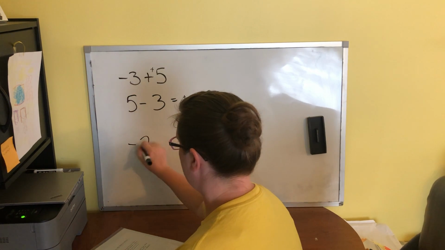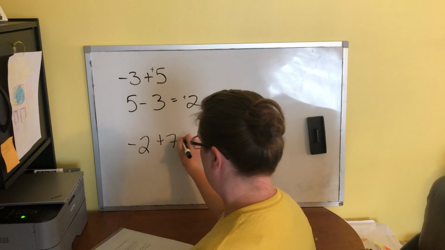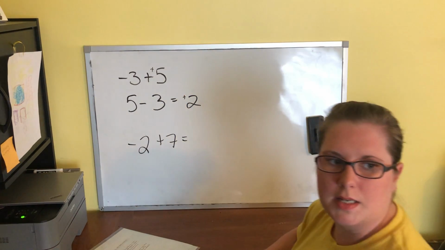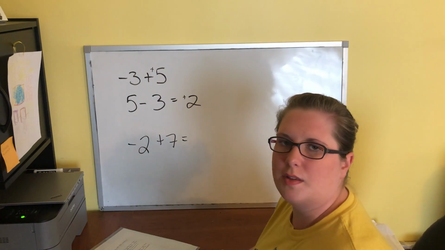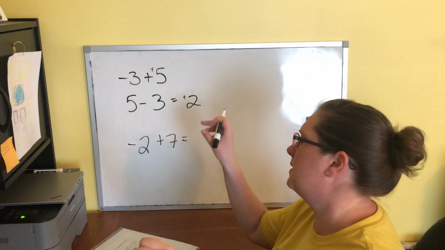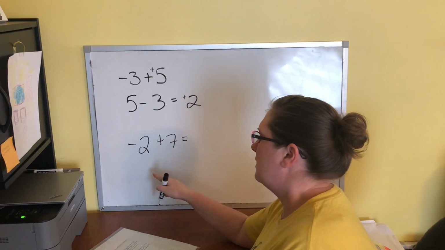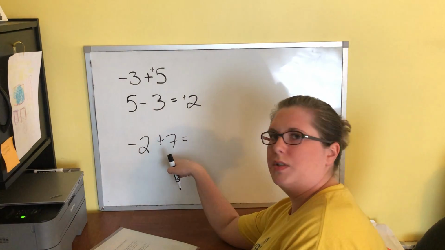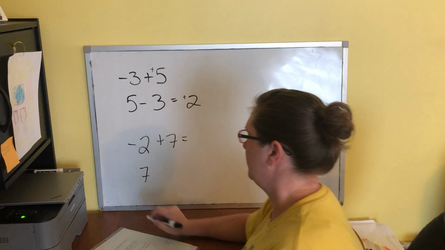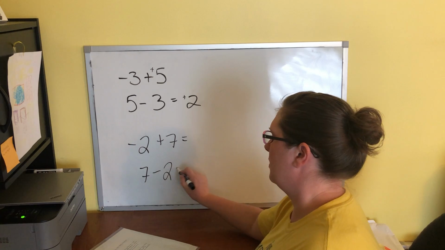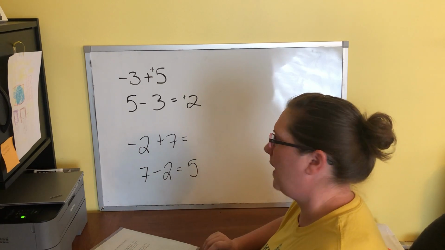Let's do -2 plus 7. So once again, you can think of a number line, -2, add 7, or you can turn this into an easy subtraction problem. Take the larger number. Well, what number is larger, 2 or 7? 7. And we're going to subtract from it the other number of 2 to get 5.